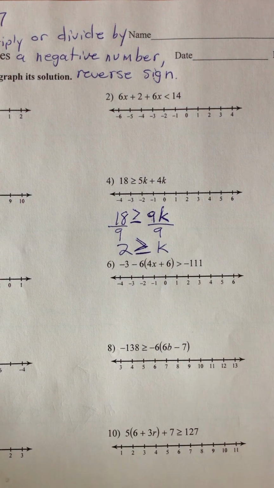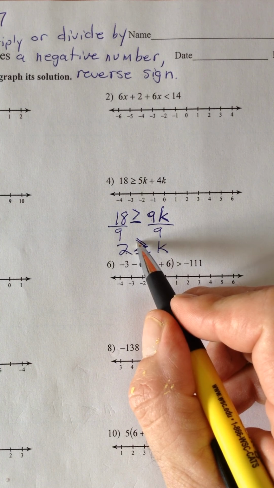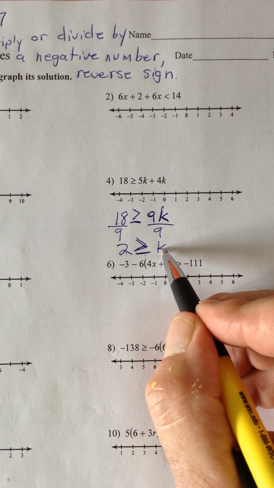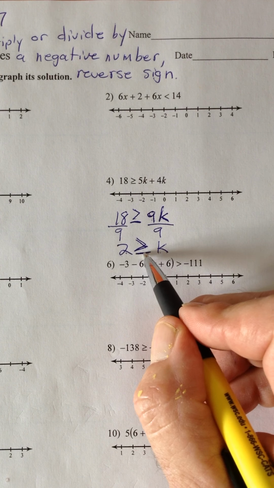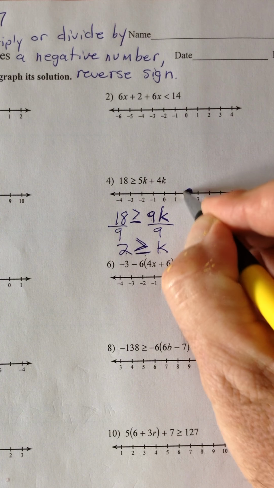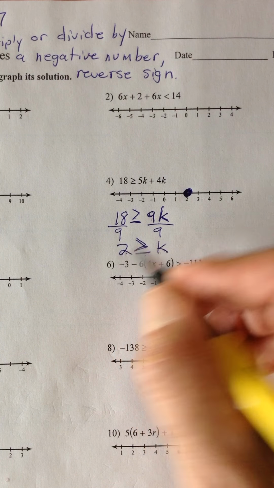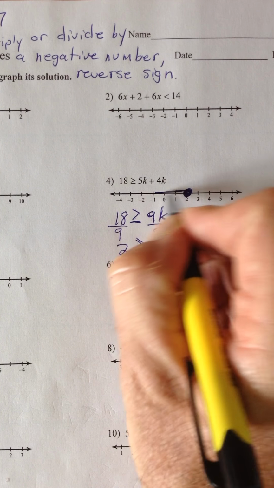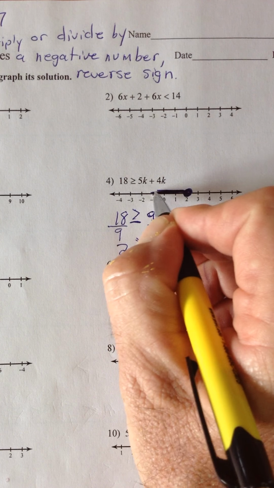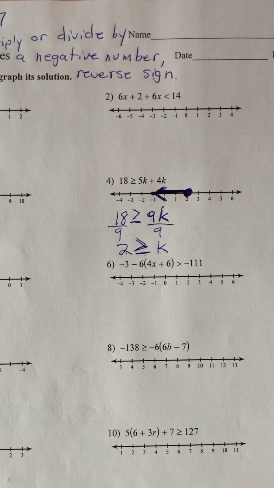Okay? So now I can graph it. K is going to be less than or equal to 2, or 2 is going to be greater than or equal to k. So I find 2 on the number line, and I'm going to make it a solid dot since it's included. K is going to be less than 2, so I'm going to highlight going to the left. And you can put it into the problem and try it, and it will work out.